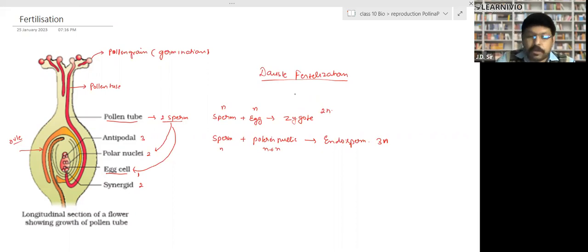Next point. When a pollen grain falls on the stigma of the carpel, it bursts and grows a pollen tube downward through the style towards the ovary.